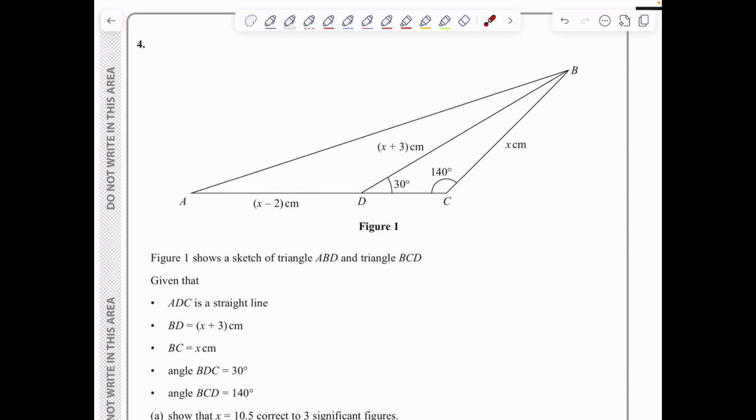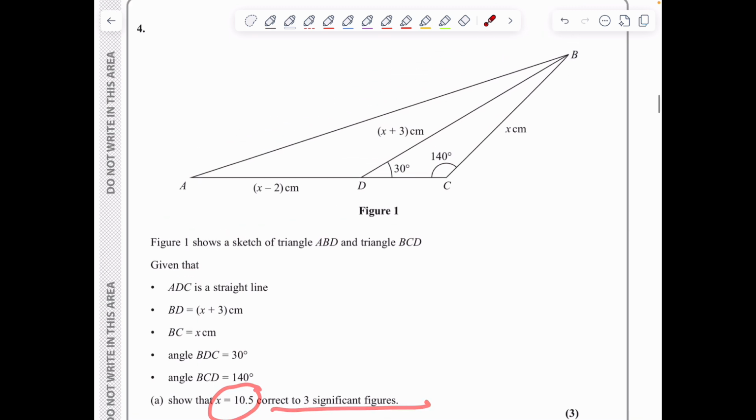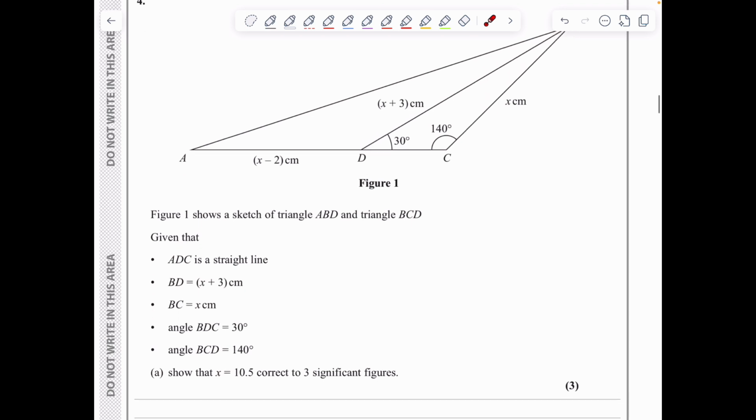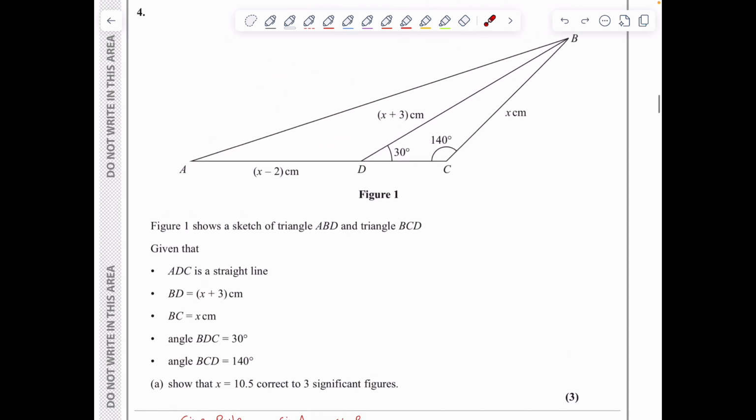In question 4, we're given a sketch of triangle ABD and triangle BCD. We've got different measurements here. We are asked to show that x is 10.5, correct to 3 significant figures. So I'll be concentrating on triangle BCD here, and I will be applying the sine rule, which says that sin A over a is sin B over b. So in our case, it's going to be sin 140 over x + 3 being equal to sin 30 over x, and I'll be solving for x.